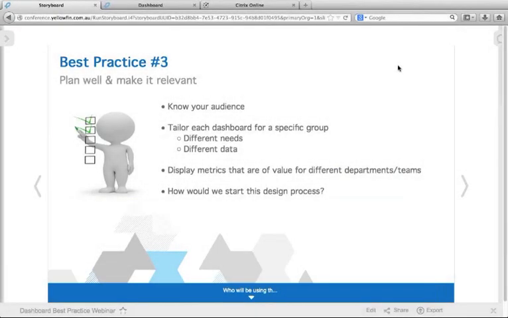Best practice number 3 covers planning your dashboard and ensuring that it is relevant. So first of all, to design a powerful dashboard, you need to understand your target audience. This will allow you to tailor each of your dashboards to a particular group, and each group will have their own specific data that you'll be able to acquire, and also their own needs and wants. So if you can really align their data and their needs, then you'll start to have a powerful solution.